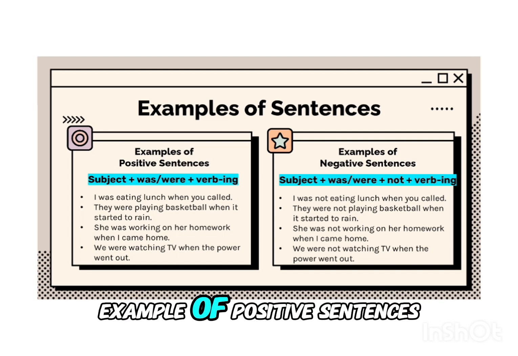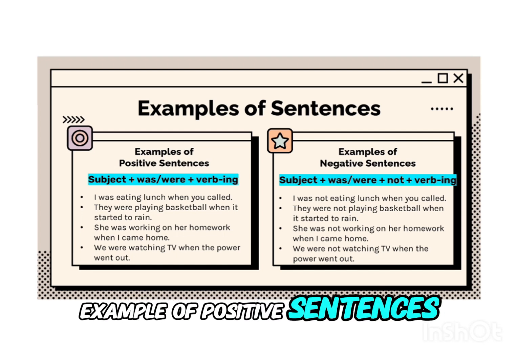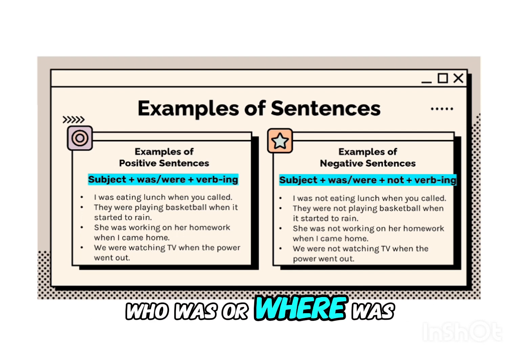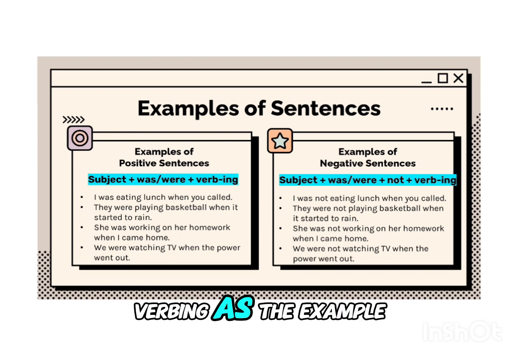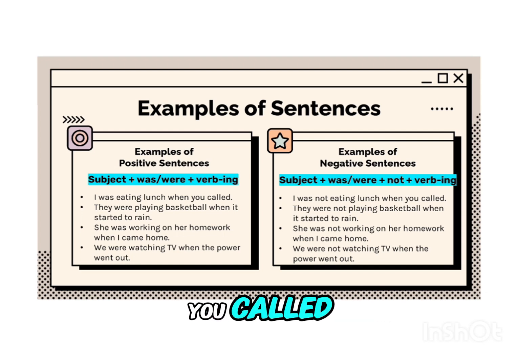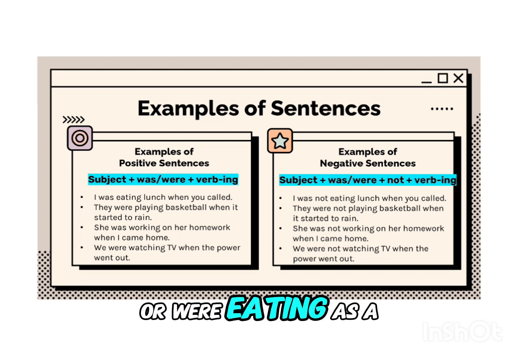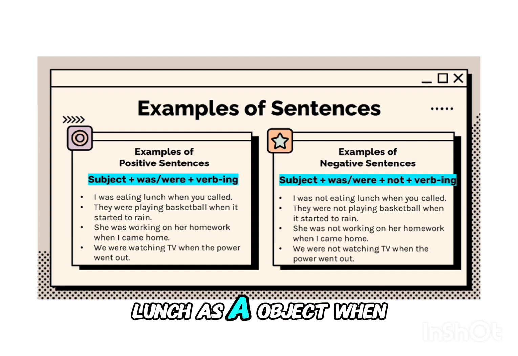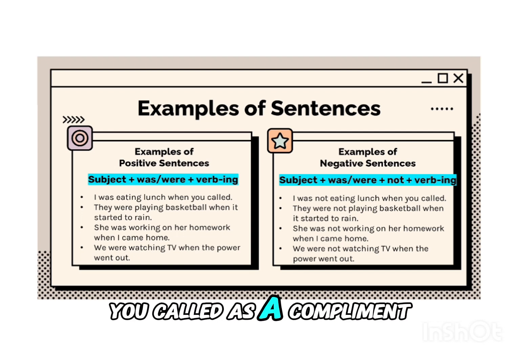The example of positive sentences, for the formula subject plus was or were plus verb ing. As the example: I was eating lunch when you called. I as a subject, was as was or were, eating as the verb ing, lunch as the object, when you called as a complement.